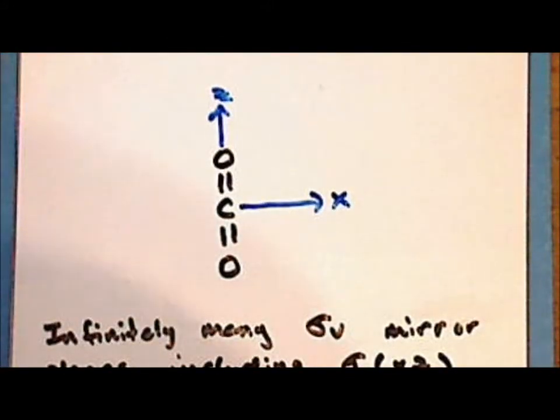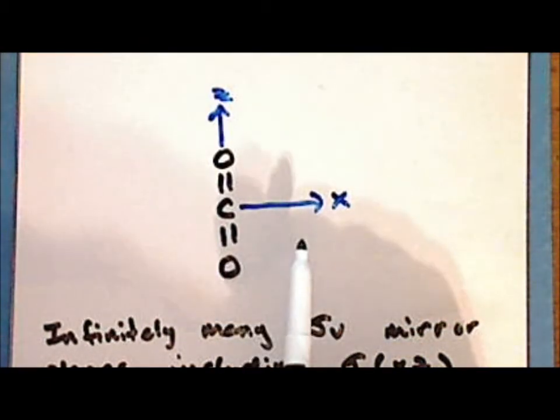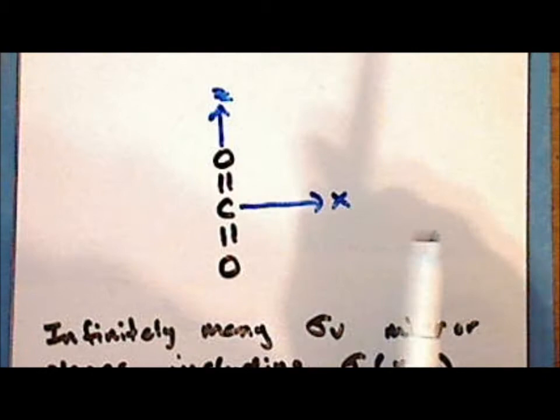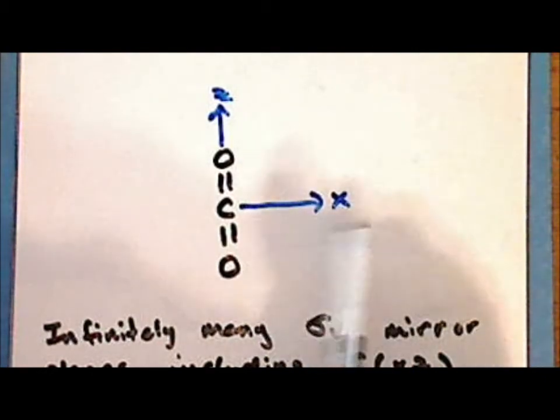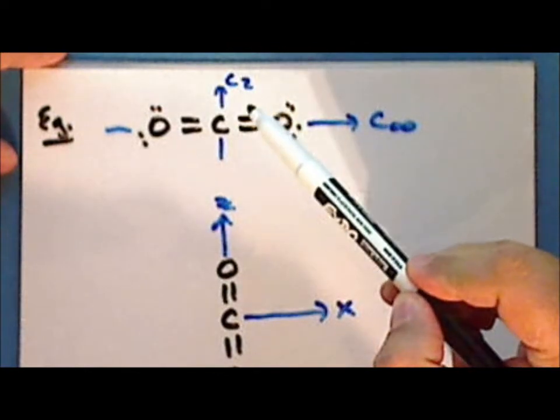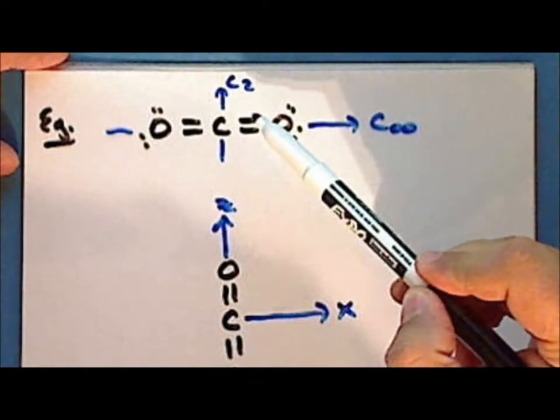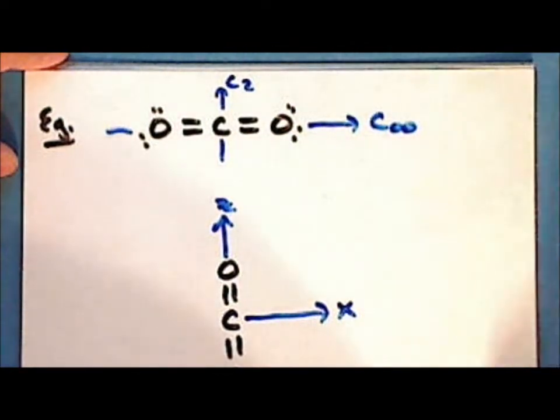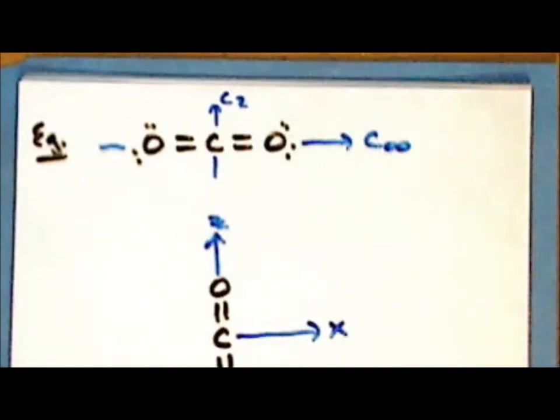Also notice that in order for a molecule to possess a horizontal mirror plane, it must have an axis of symmetry that is perpendicular to the principal axis of symmetry, as in the case where the C2 axis is perpendicular to the C infinity axis.